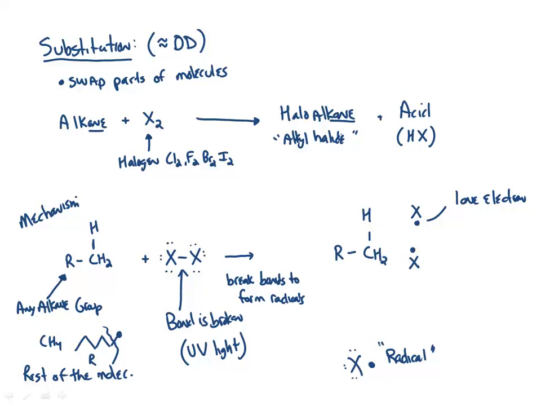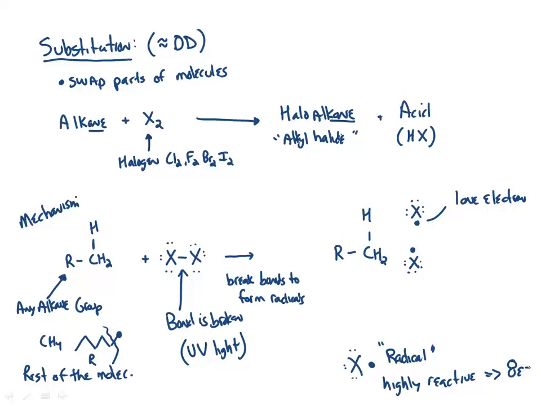And what do we know about the octet rule? The octet rule says we want to have 8 electrons around, right? So if I break that bond, how many electrons does each atom have around it? 7, right? And so these are highly reactive. They want to gain an electron to get 8 electrons.